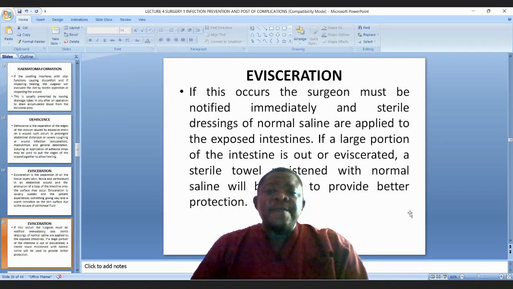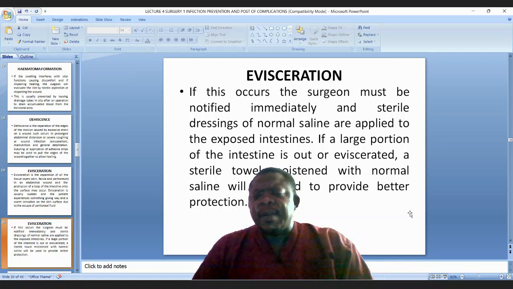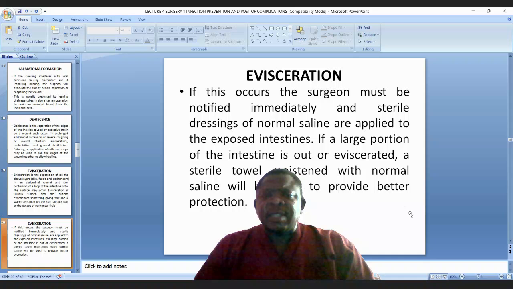So dressing with normal saline. You can use warm normal saline to improve blood flow. Don't use something cold because it may impair blood circulation to the area. If a large portion of the intestine is eviscerated, a sterile towel moistened with normal saline will be used to provide better protection. What we want here is to prevent infection and to have good blood supply.